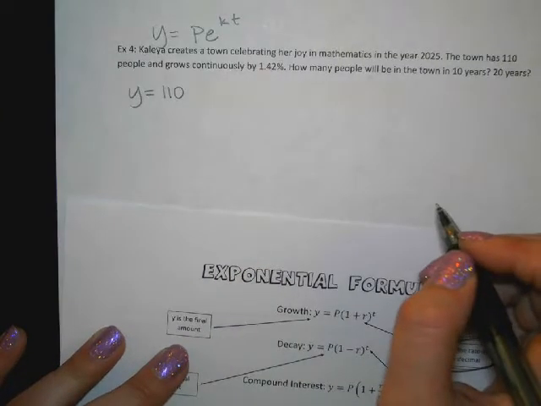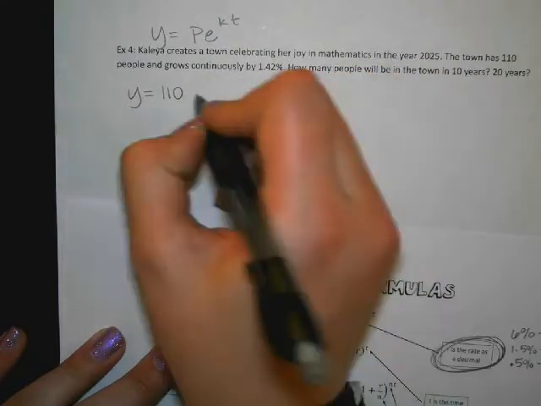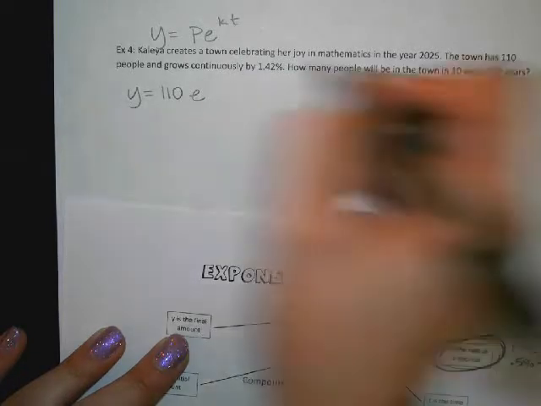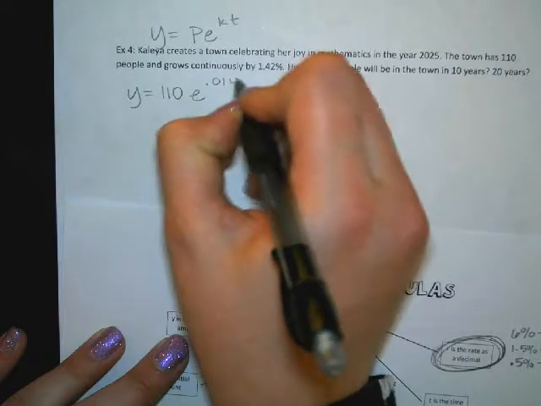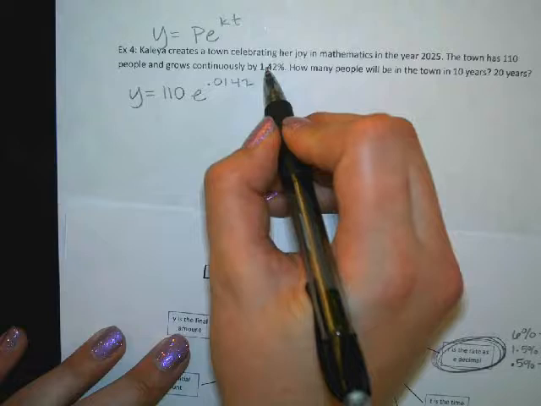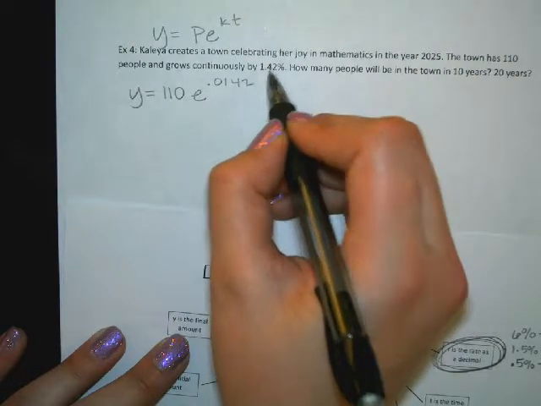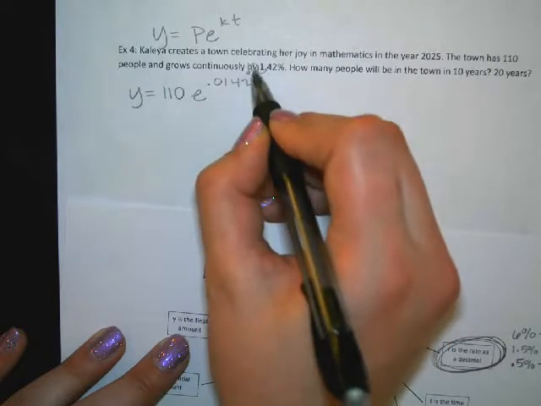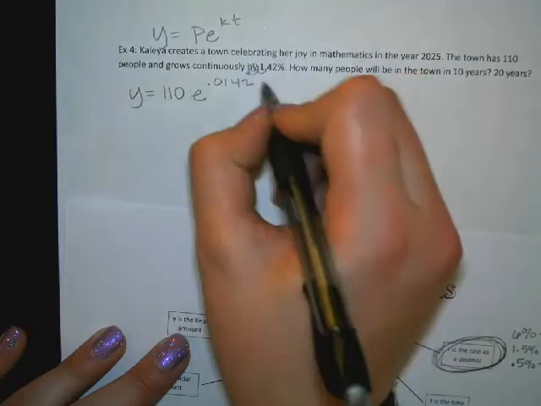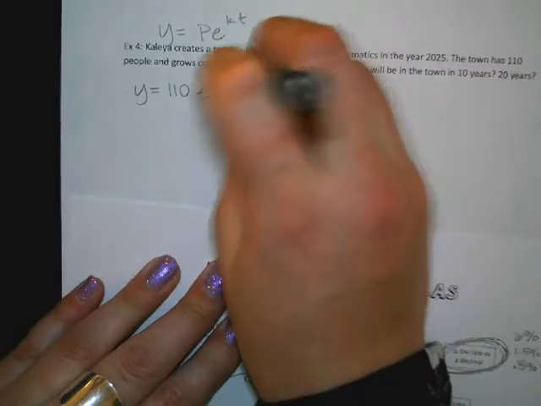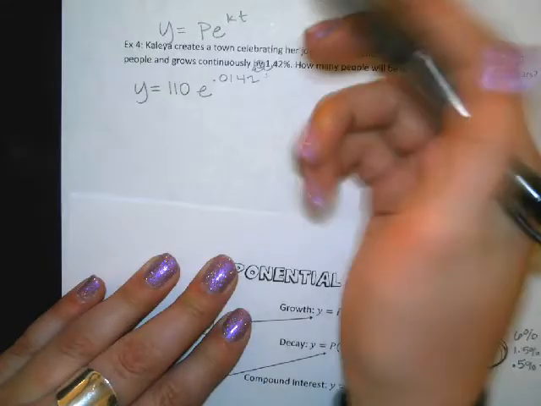All right. 110 people, grows continuously. All right. E to the 0.0142, right? Because we write it as a decimal. That means we have to take this and divide it by 100. And so we're moving the decimal 2 places to the left, and that's why it's 0.0142. T. Oh wait, not T. 10 years. And 20, doing it twice.